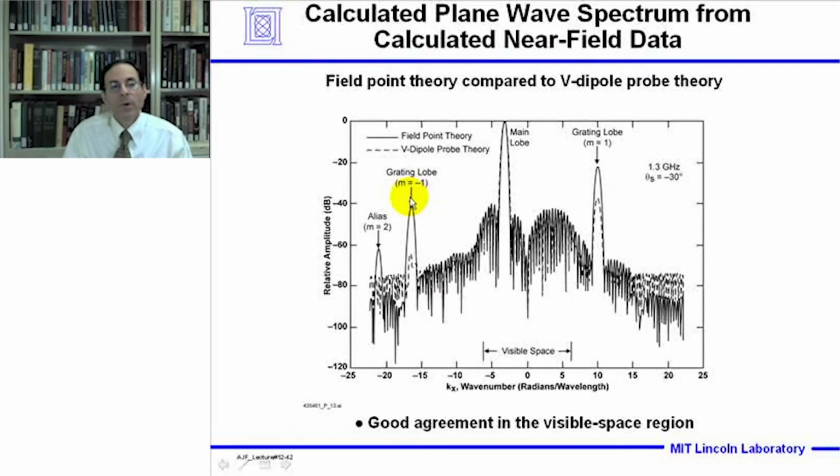And we see the grating lobe minus 1. And now the second grating lobe, which would normally be over in this region, is aliased into the negative wave numbers. And here we see an alias of grating lobe number 2 in the field point theory.